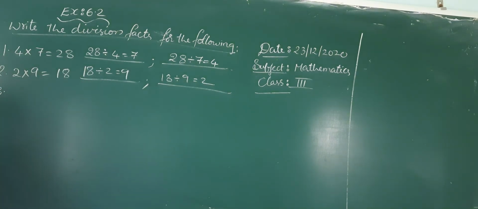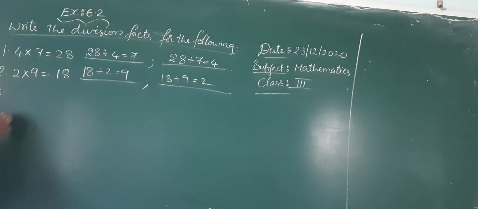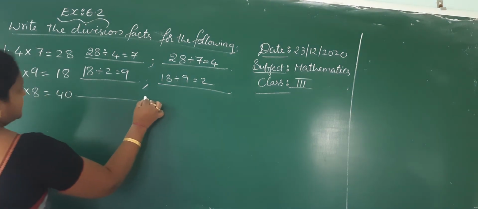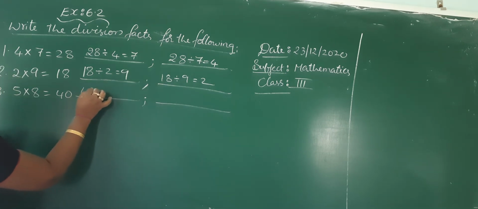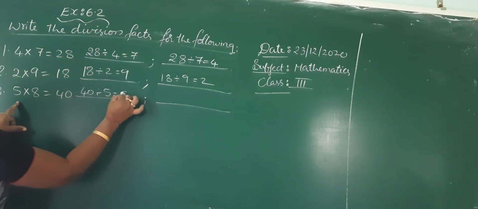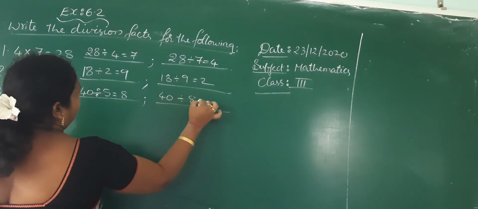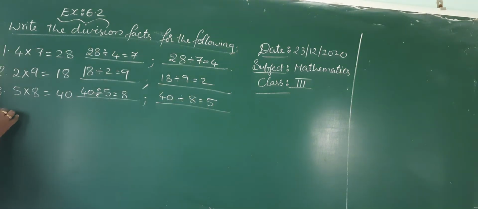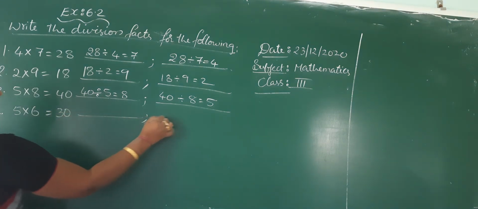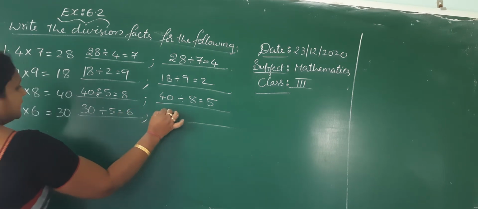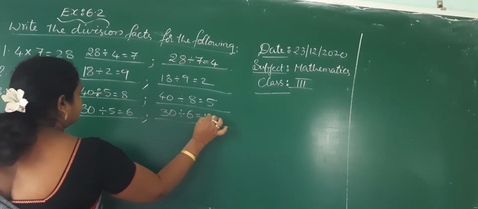See the third one. 5 into 8 equal to 40. So write the division facts for this. So 40 divided by the first number 5 equal to 8, and 40 divided by the second number 8 equal to 5. See the fourth one then. 5 6s are 30. Write the division facts for this. 30 divided by 5 equal to 6. 30 divided by 6 equal to 5.